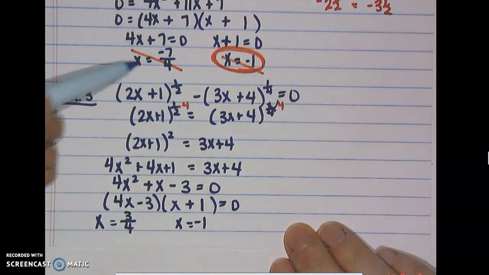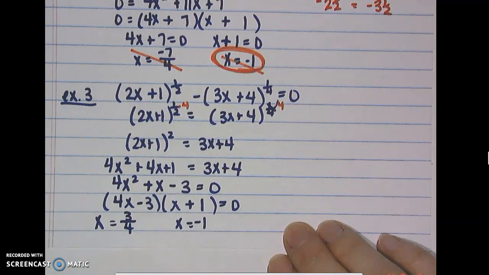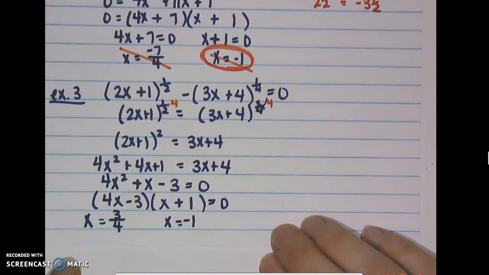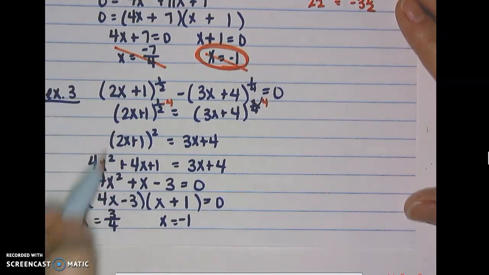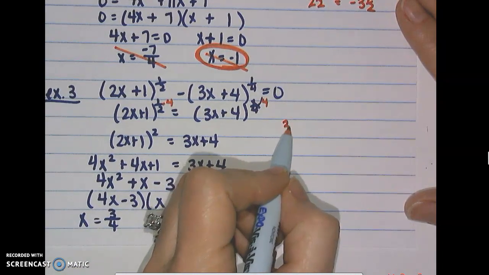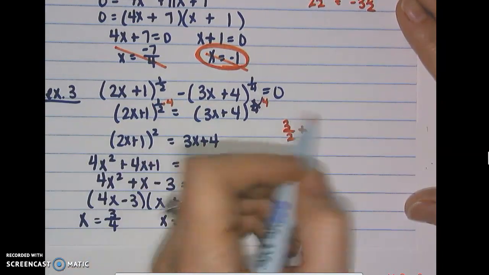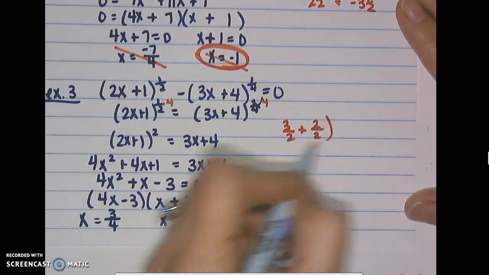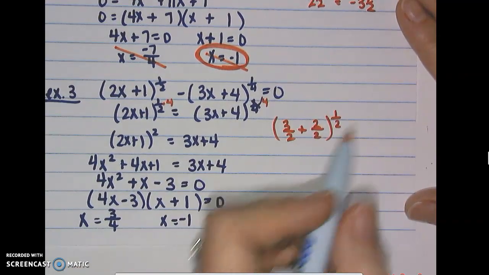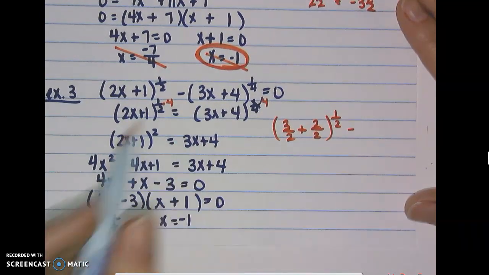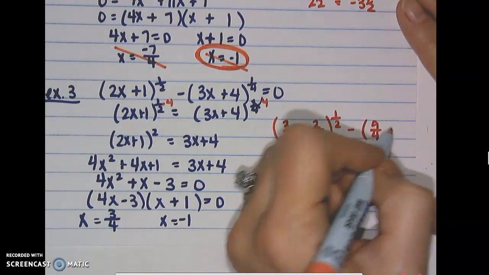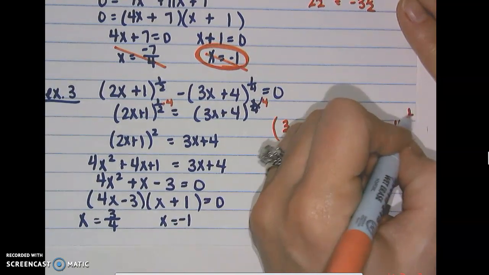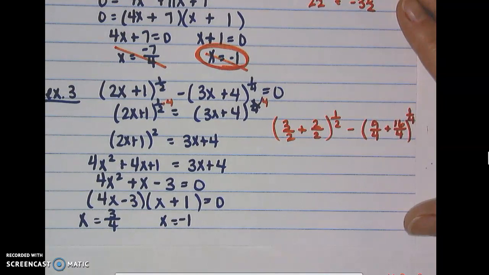So you don't have to show your steps of what you're doing, like setting it equal to 0 and things of that nature, but we do need to test these. All right, if we test, I think it's easiest with fractions if you're showing some steps. So we're taking 2 times 3/4, so that would give us 3/2 plus 1 would be 2/2, and that's all to the 1/2 power. And then we have 3 times 3/4, so that would be 9/4 plus 16/4, all to the 1/4 power. And we've got to make sure that that equals 0.